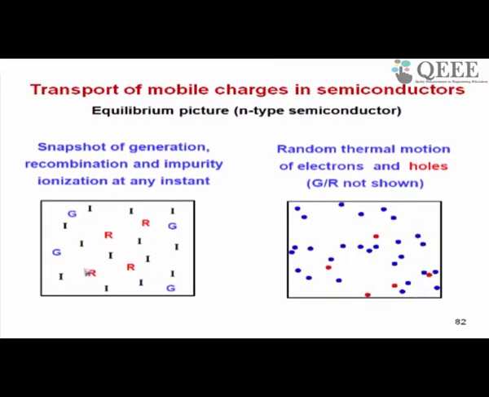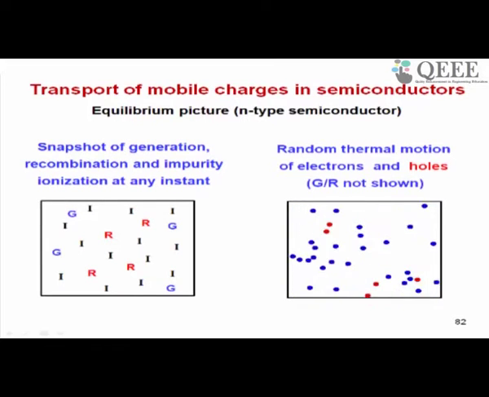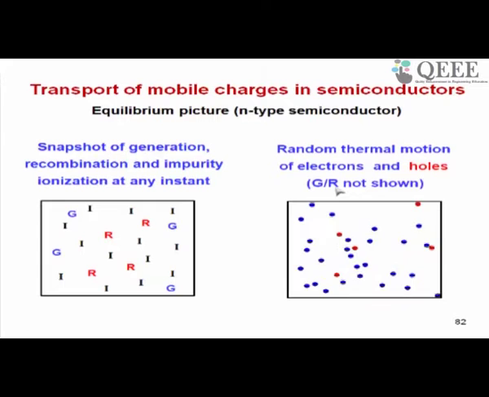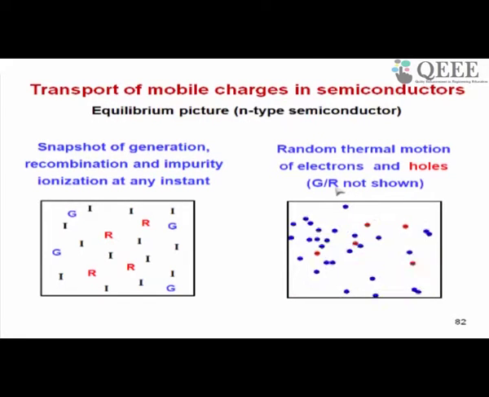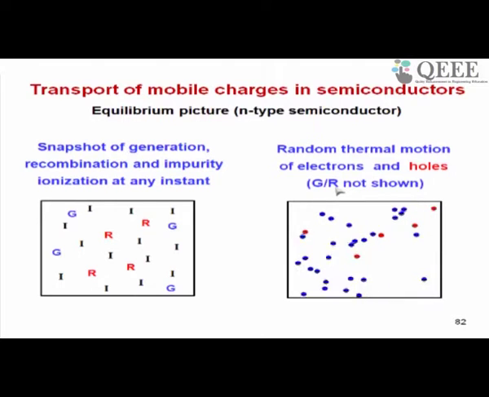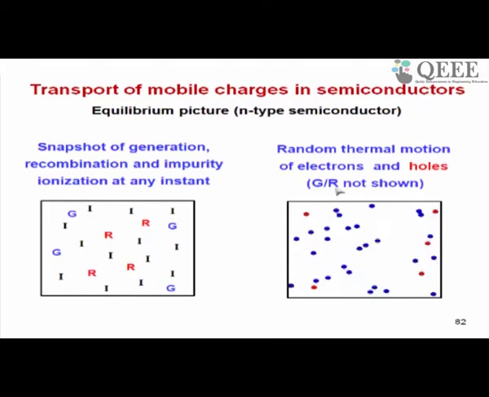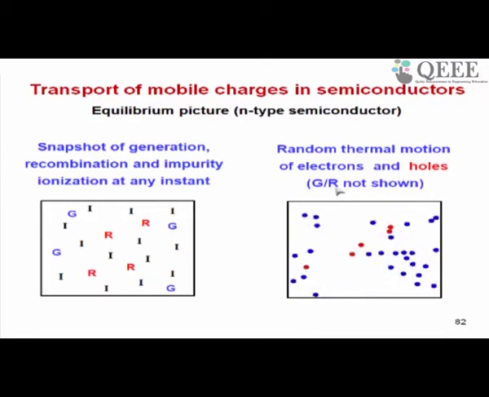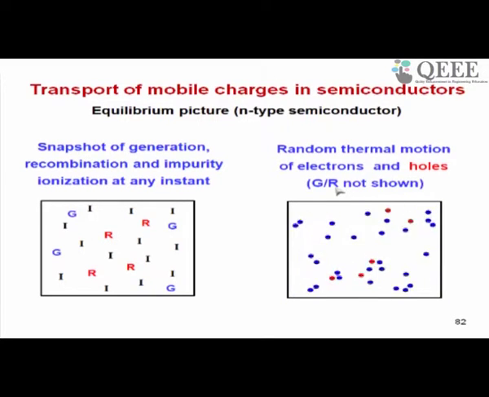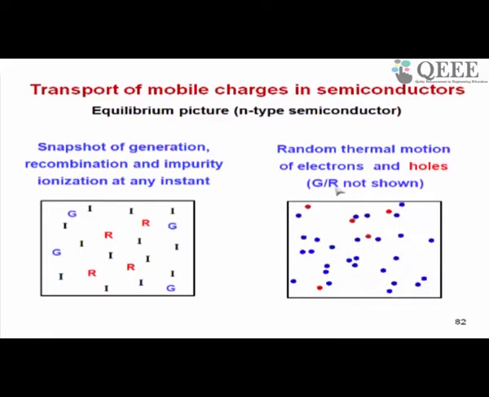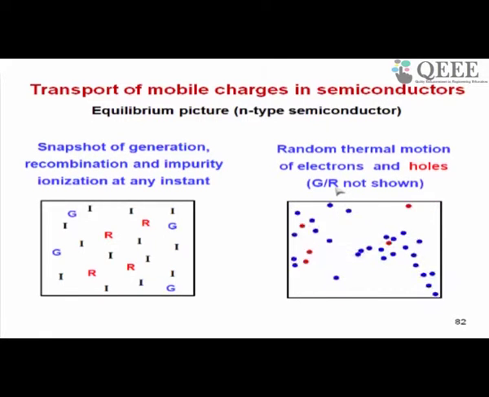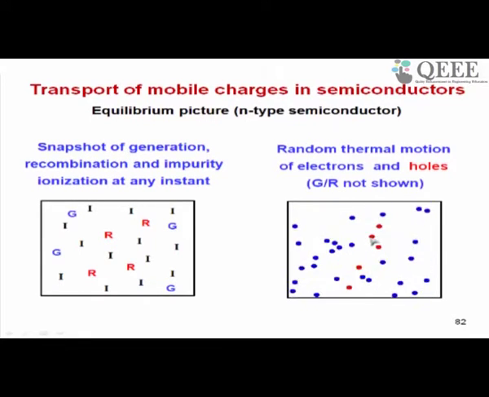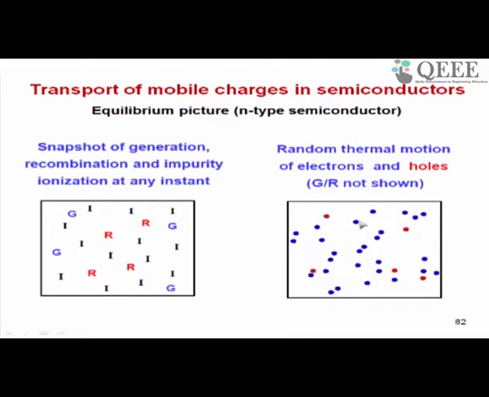Random thermal motion of electrons and holes. We are not showing G or R here, that is, generation or recombination is not shown, which means we are assuming that the electron which is generated remains alive all the time. Actually it will remain alive for some time and then it will recombine. So it will be generated, it will move about randomly, and at some point it will recombine. We are not showing the generation and recombination aspect, because the picture will become more complicated, right? What we are trying to see is, between generation and recombination, how will the electrons and holes move? This is the motion. It is like dust particles in air. The red dot here is a hole and blue is electrons.